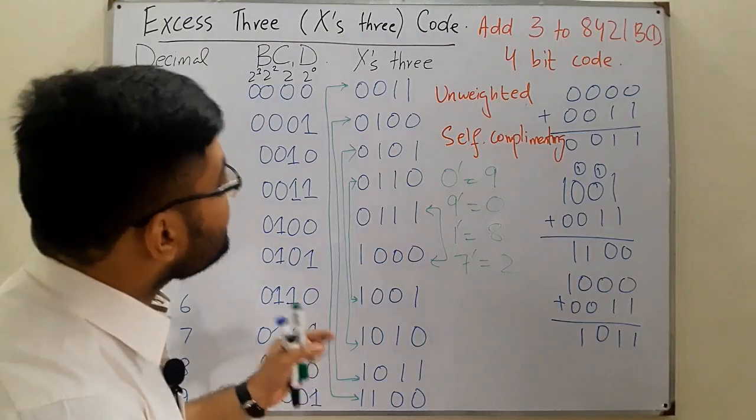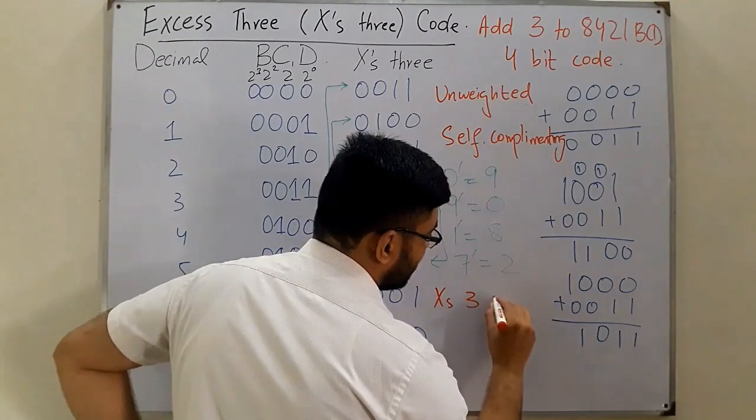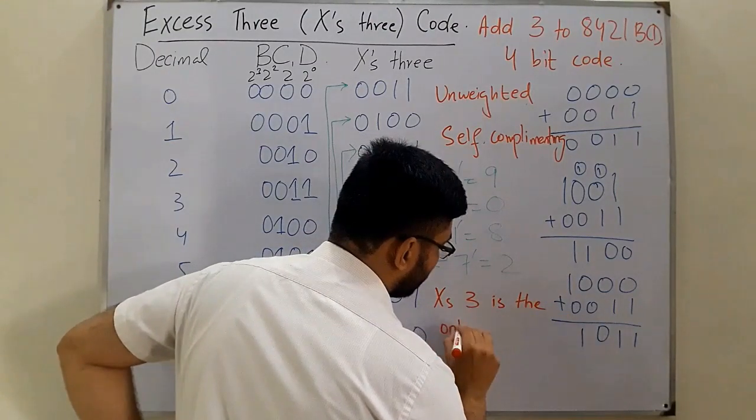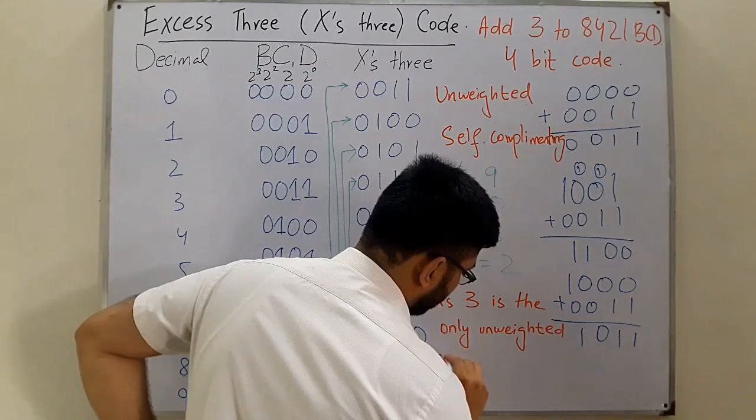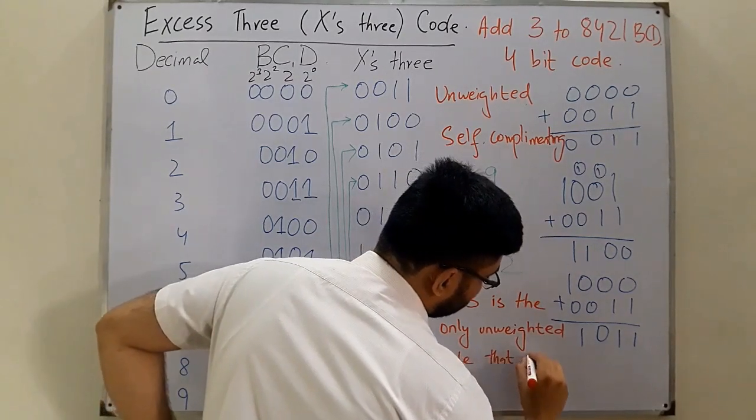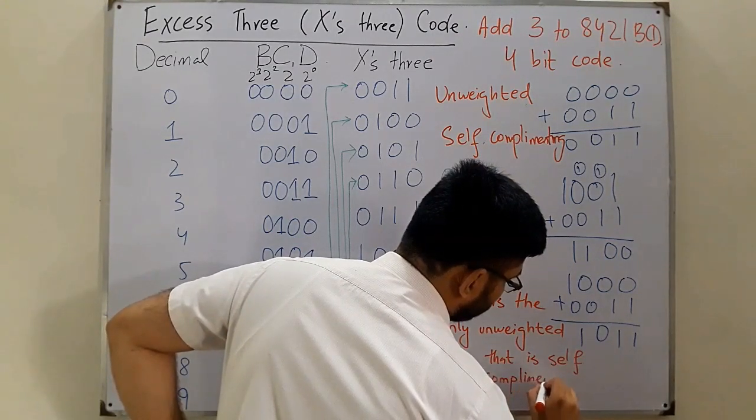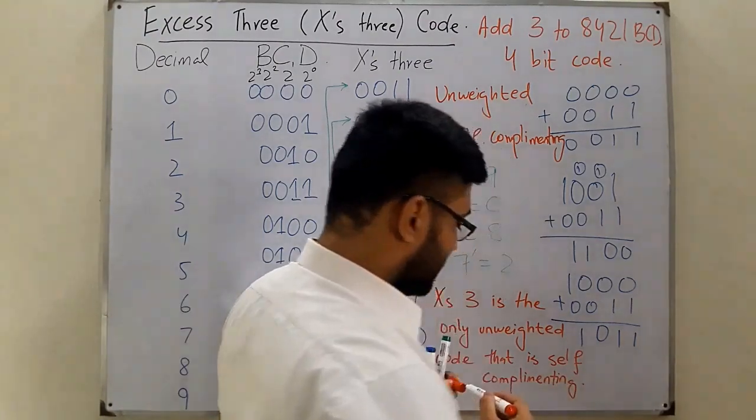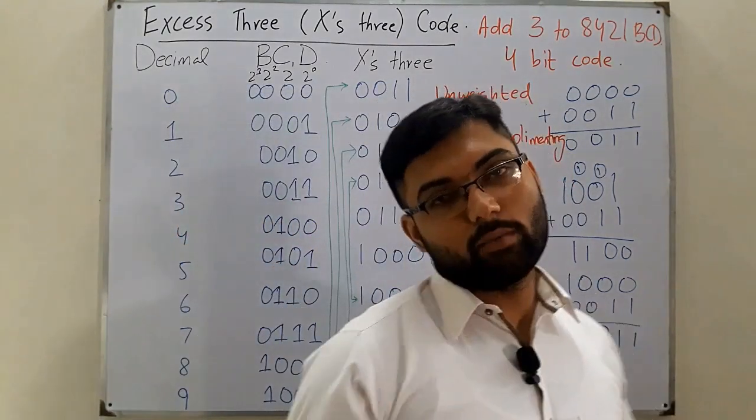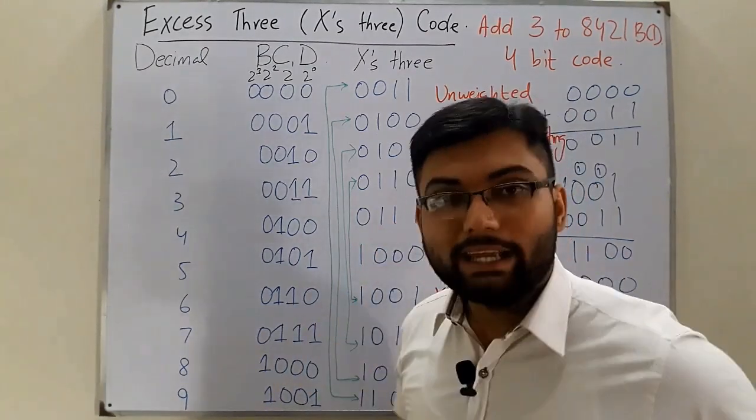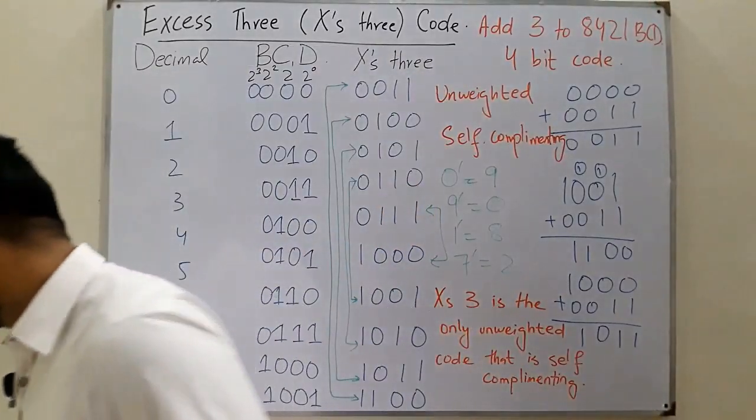Okay, this is a very important point that Excess-3 is the only unweighted code that is self-complementing. Now this is the most important property of this code, okay? We don't have any other unweighted code that is self-complementing. This Excess-3 code is the only code that has this property of self-complementing. Alright? Okay.